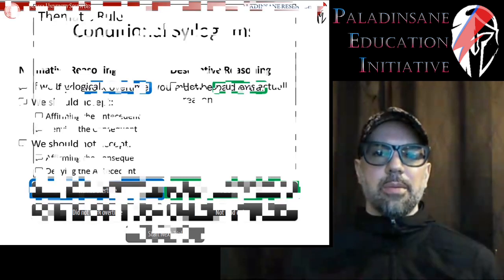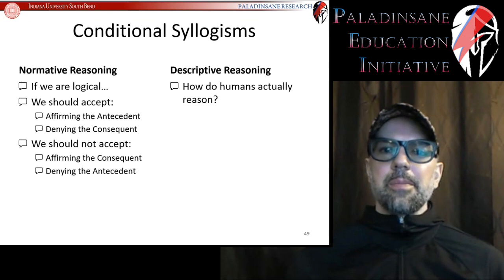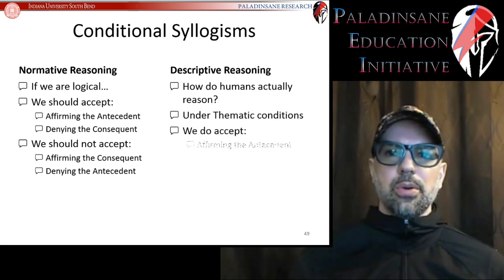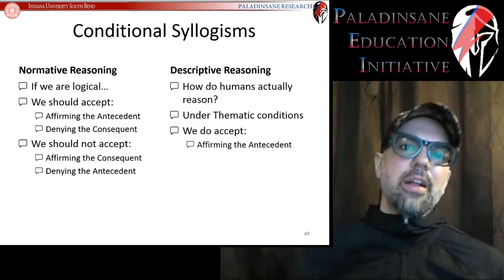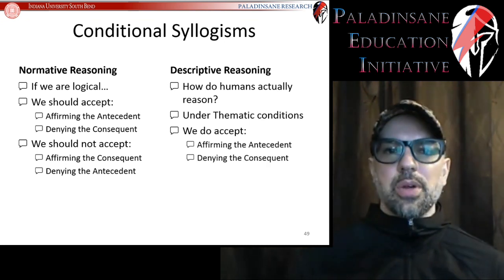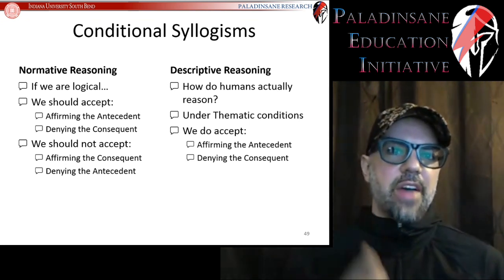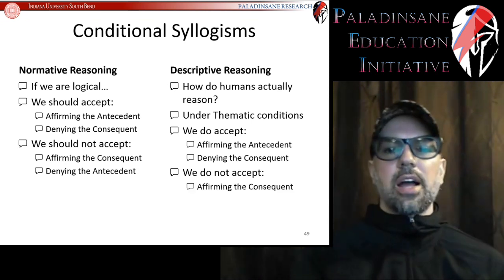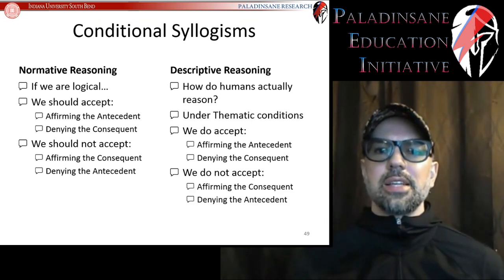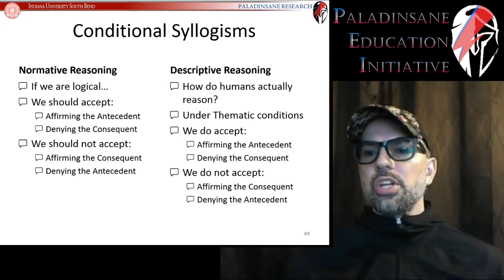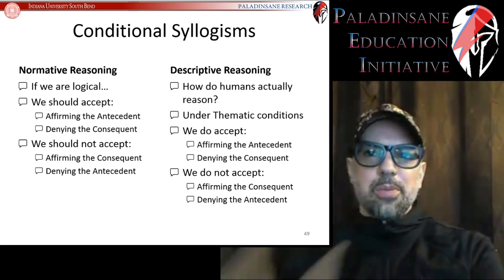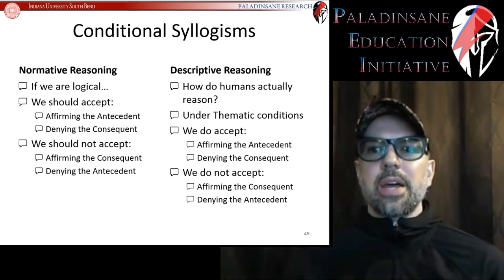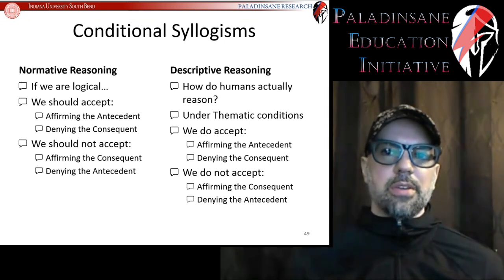That's an invalid argument. So for descriptive reasoning, under thematic conditions, what do we accept? Well, we typically do affirm the antecedent, and we are actually better at denying the consequent. We're actually better at doing that correct, valid argument of denying the consequent. And what we do not accept is we do not accept affirming the consequent, and we do not accept denying the antecedent. So under thematic conditions, we check the people drinking beer, and we check the people that are 16 years old, right? We affirm the antecedent, and we deny the consequent. We do much better under thematic conditions, much more like normative reasoning.